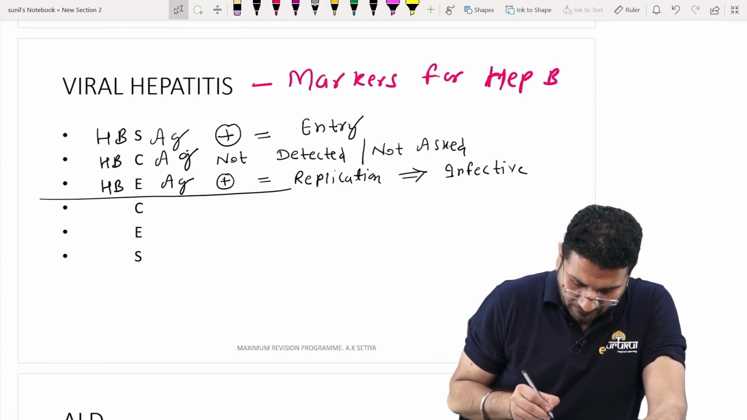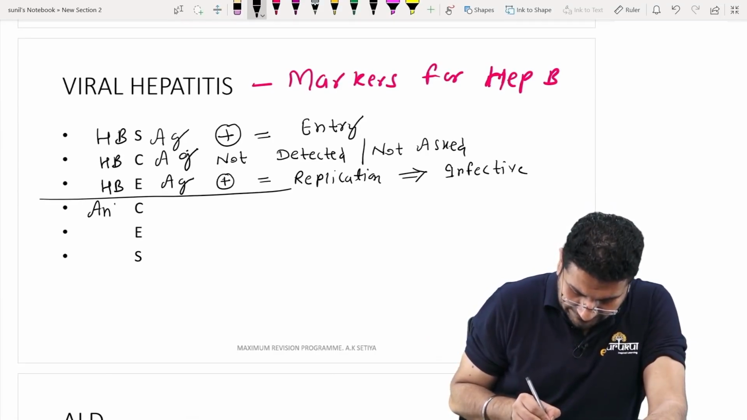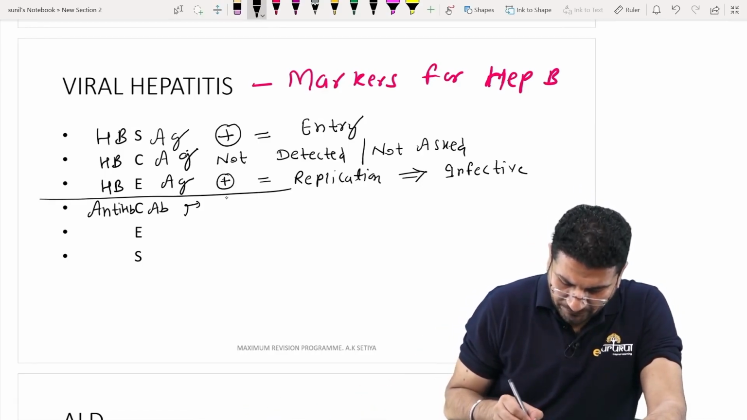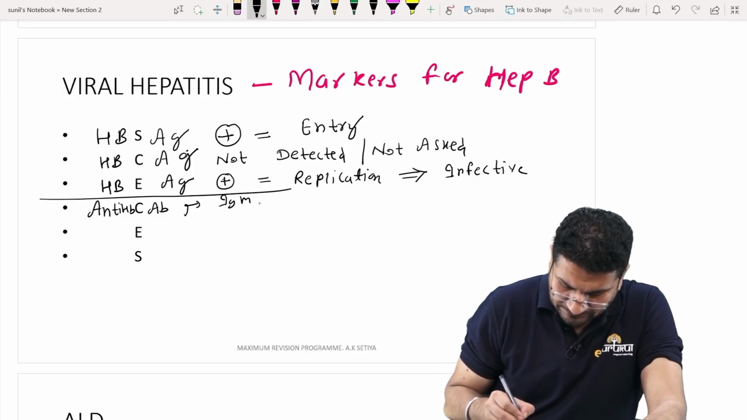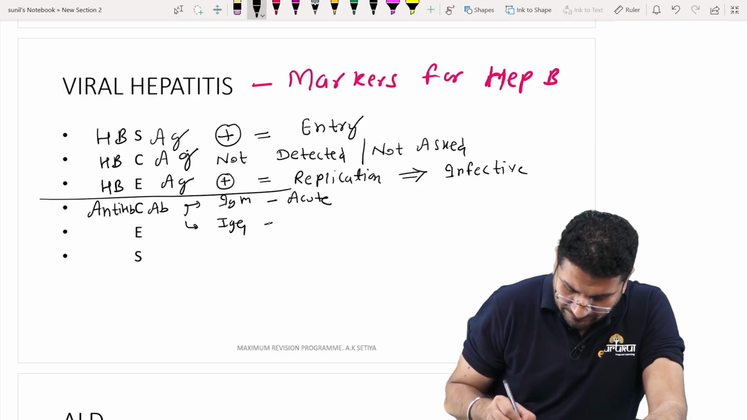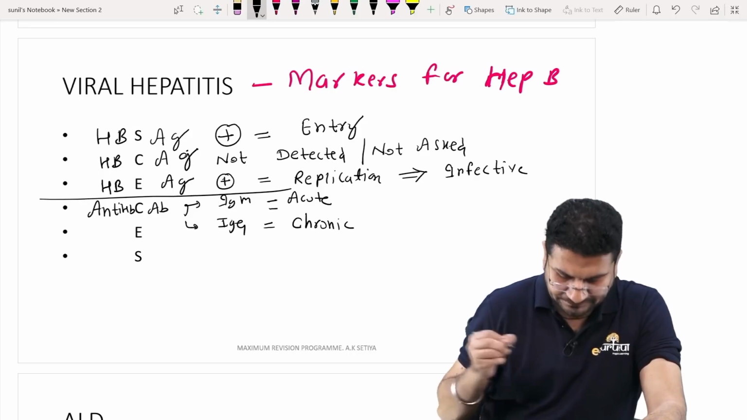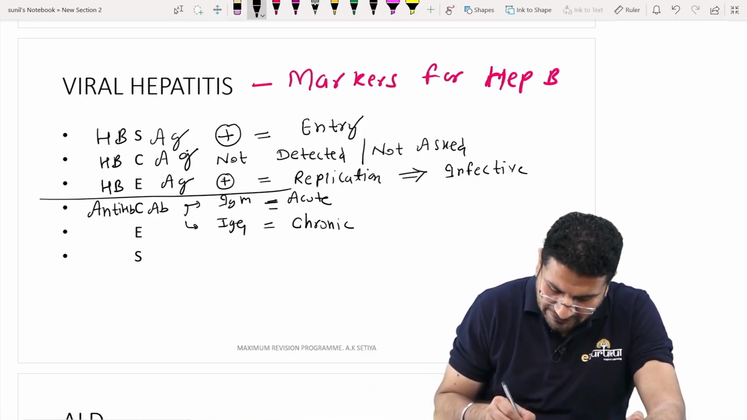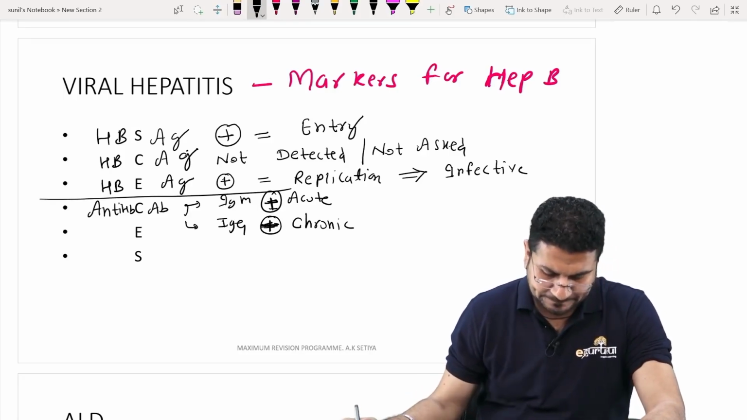Now if I say antibody, we write it like this, anti-HBc antibody. This anti-HBc antibody can be of two types. We can have IgM, which will be positive when infection is acute, or it can be IgG, which means when infection is chronic. So if IgM is positive, we call this acute. If IgG is positive, we call this chronic.